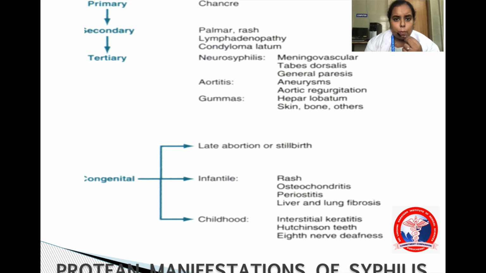What is the pathology behind it? So you can see a chancre, palmar rash, lymphadenopathy, condyloma latum, and there are even further systemic pathological aspects. In congenital syphilis, you have complications such as late abortion or stillbirth, infantile complications, and childhood complications.